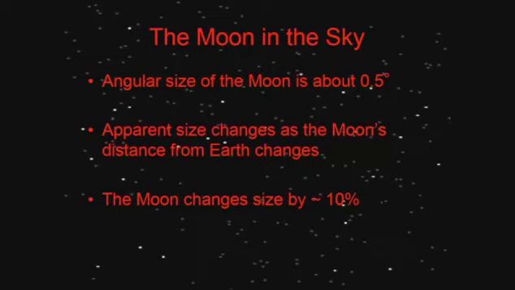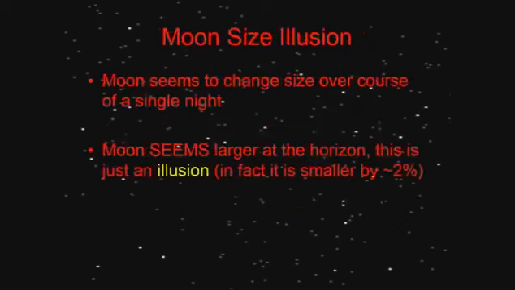This effect of the changing distance gives you a change in size of about 10%. But there is also another effect. The moon can seem to change size over the course of a single night, and this is a slightly different thing. So the moon seems larger when it's on the horizon than it is when it's higher in the sky. And this turns out to be kind of an optical illusion. In fact, the moon should be smaller when it's on the horizon by about 2%.